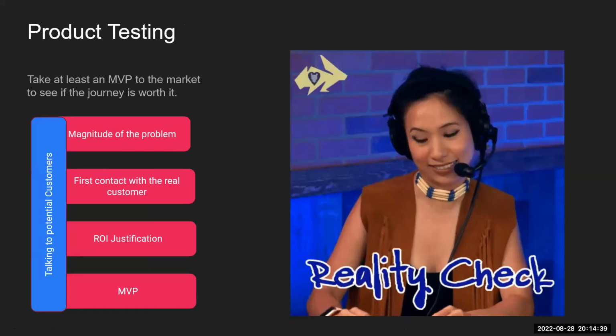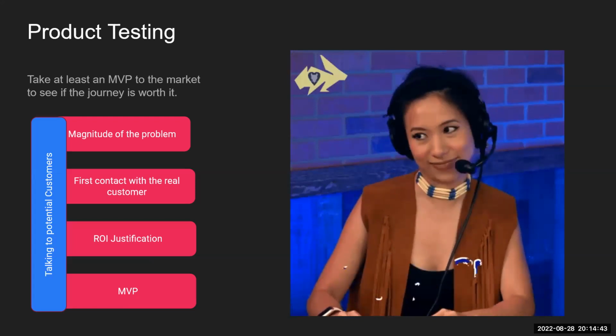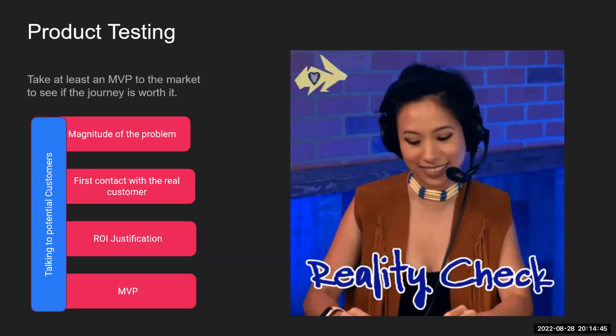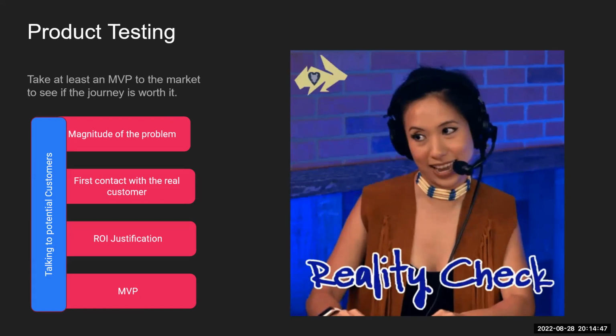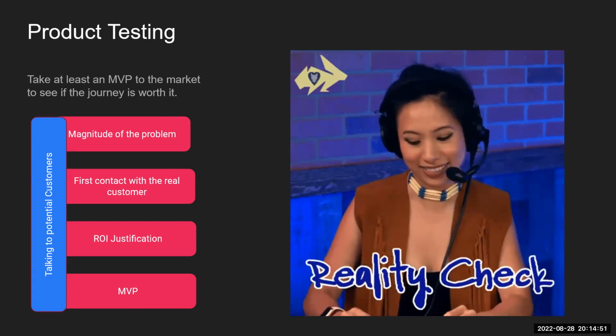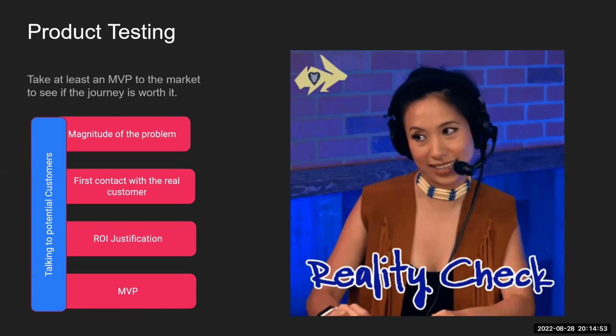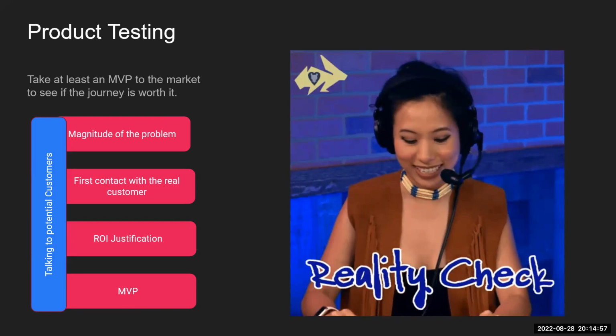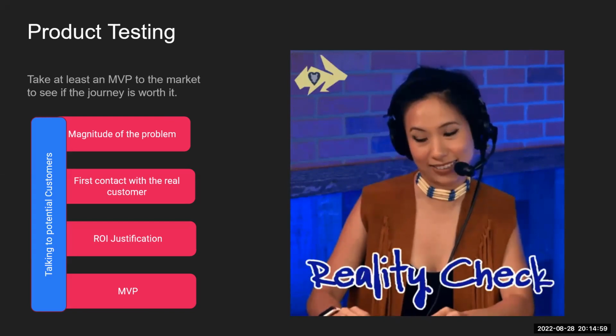Then here we have the product testing. So after you've done your problem hypothesis testing, at this point, you should have something that you can work with. It could be an MVP, which is the minimum viable product that you have. These days, we talk about the minimum lovable product. But today, we just focus on the minimum viable product. And the minimum viable product is basically that product that is just basic.